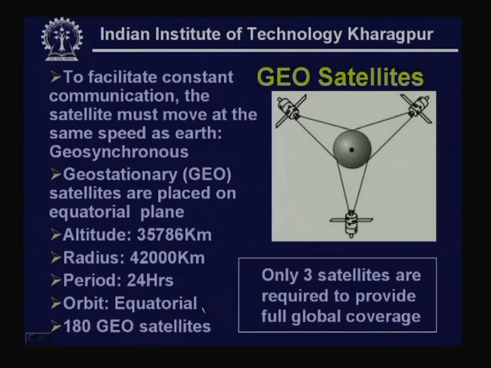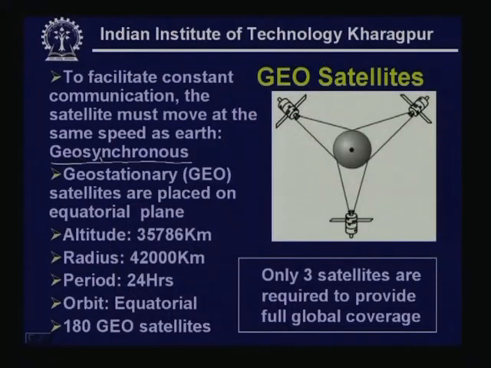Now, let us focus on the geosatellites. To facilitate constant communication, the satellite must move at the same speed as the earth, which are known as geosynchronous satellites. We have seen in case of MEO and LEO or even in GPS satellites, the satellite is moving around the earth, and from a particular position if you look at it, you will find its position keeps on changing. So, you have to keep track of it, you have to compensate for Doppler effect and other things. But if it is so positioned that its movement is stationary with respect to a point on the earth, then it is called geostationary geosynchronous satellites.